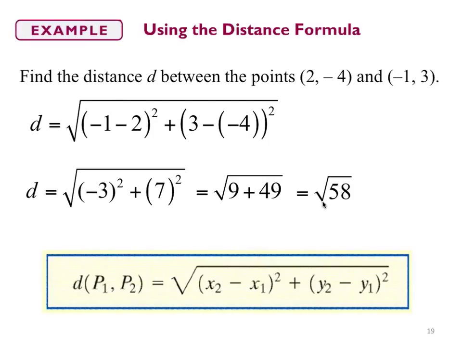I'm not going to go through that right now, but we can take out, or actually no, we can't take out anything. This is not divisible by 4 or 9 or 16, so we can't actually simplify this at all. So this would be your exact answer. And then if they wanted an approximate answer, you would put the square root of 58 in your calculator to get 7.62.